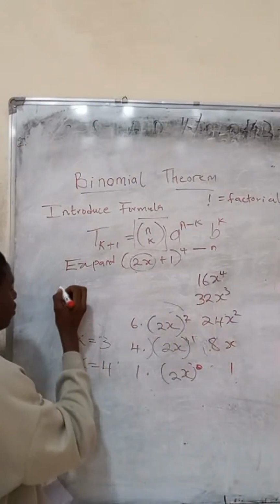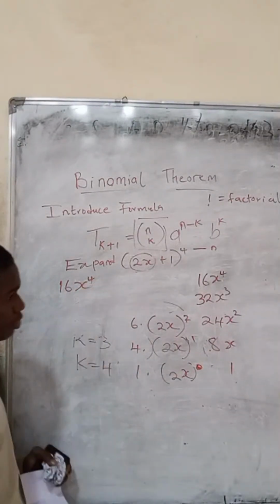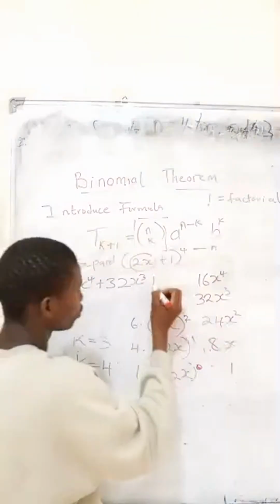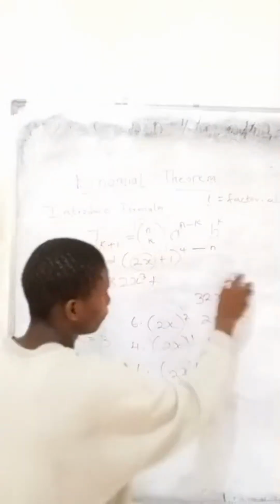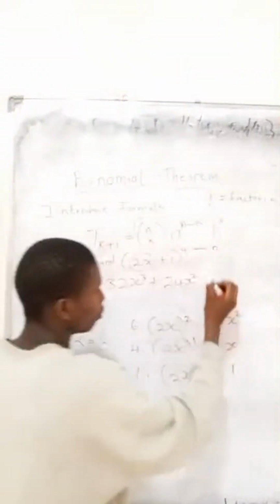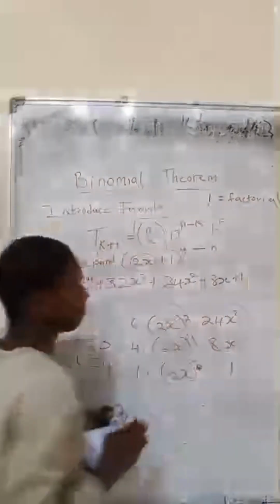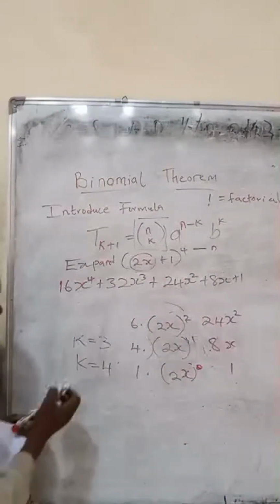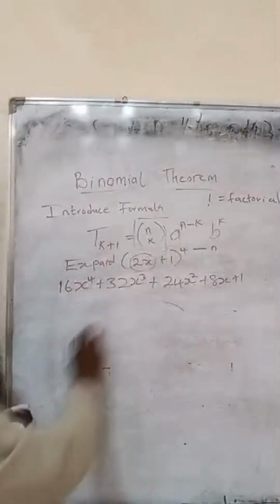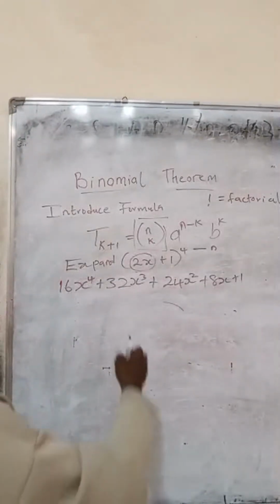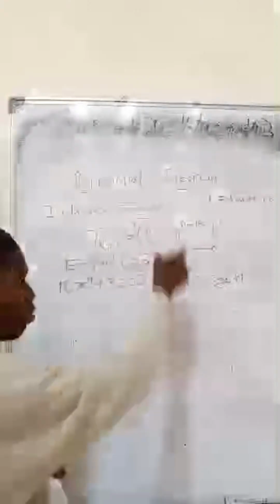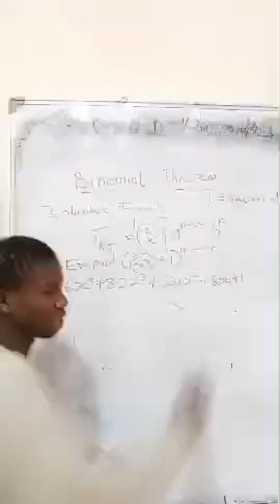From this place, we are going to be having 16x raised to the power of 4 plus 32x raised to the power of 3 plus 24x raised to the power of 2 plus 8x plus 1. So that's how the answer is going to look like. So when we finish solving all what we have to solve, we have expanded (2x + 1) raised to the power of 4. This is what we got as our answer.